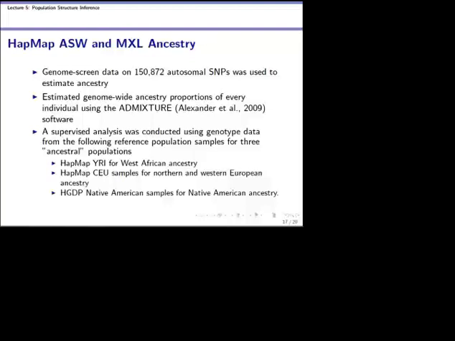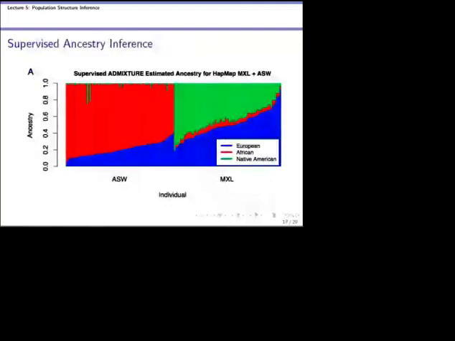And I used 3 reference population samples. I used the HapMap Yoruban from West Africa to represent African ancestry. I used the HapMap CEU from Northern and Western European as European ancestry, and the HDP Native American samples. Like I said, they're not really pure Native Americans. These are just samples from the Americas, since we've actually had mixing. But it works quite well, even though they're not pure Native American, as the reference population for Native American ancestry. And this is kind of what I got.